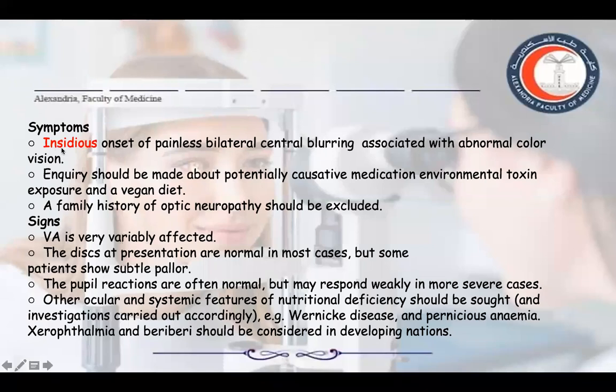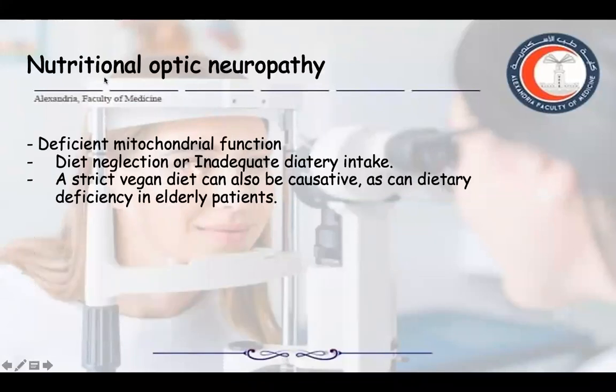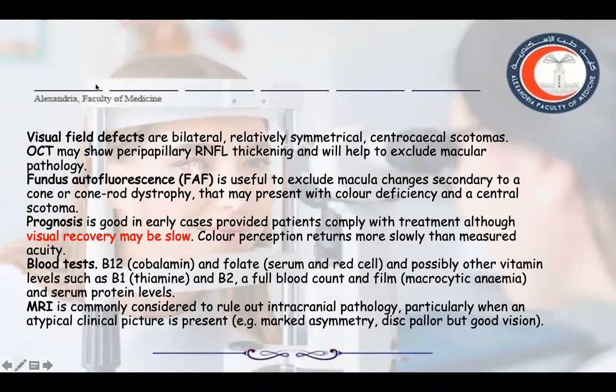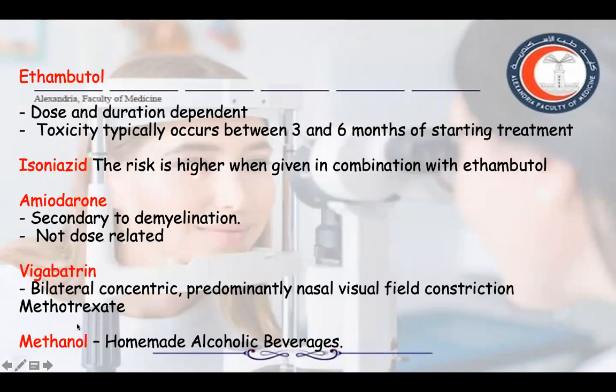Symptoms: insidious. This is not acute; you can consider it subacute. Insidious onset of painless bilateral central blurring associated with abnormal color vision. Inquiry should be made about potentially causative medication. Of course, we will discuss in the last slide the toxic. We have nutritional optic neuropathy, and we have toxic optic neuropathy.